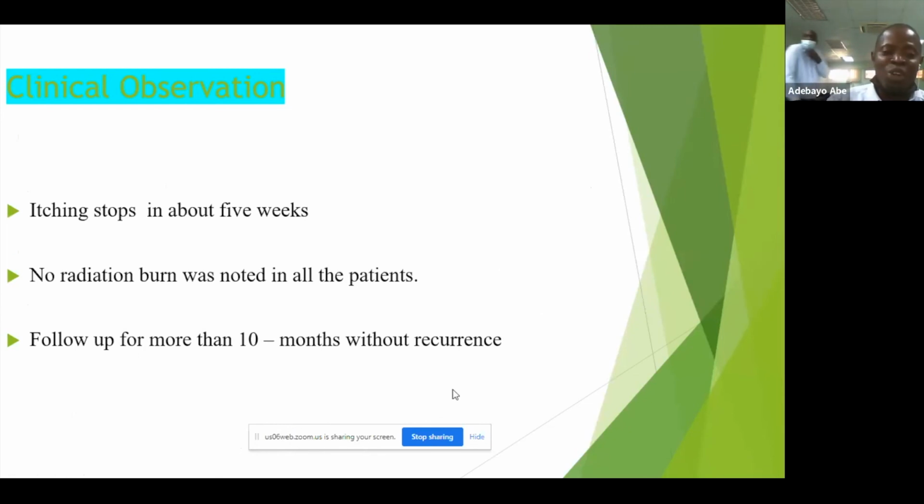Our clinical observation: we try to follow up with the patient, because the most critical issue with the patient is the itching. Along the line, we observed for 5 weeks all the patients treated and confirmed that the itching stopped virtually in 5 weeks. No radiation burns were noted in all our patients. We have been following up the patients up to 10 months without recurrence.